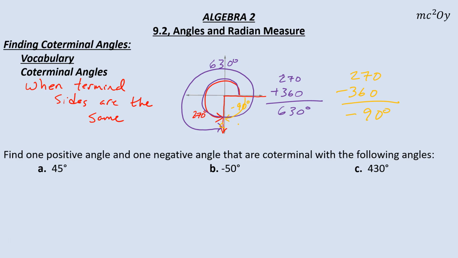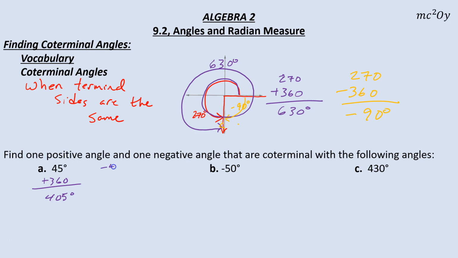So find one positive angle and one negative angle that are coterminal with the following. So if I have a 45, we don't have to draw it out. You could just add 360. 45 plus 360. That will be coterminal. Just one more rotation. Well, that would be 405 degrees. I mean, there's an infinite number of possibilities. You can keep adding 360 and get an infinite number of coterminal angles because this is called periodic. It keeps going on and on forever.